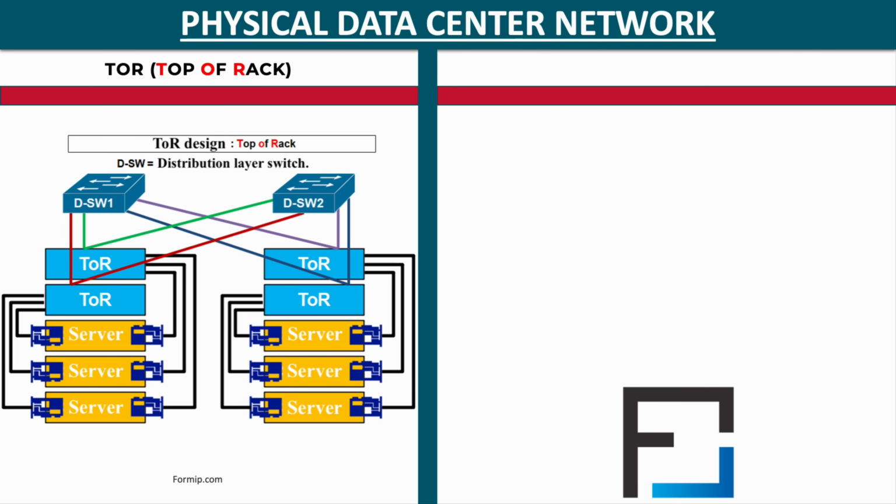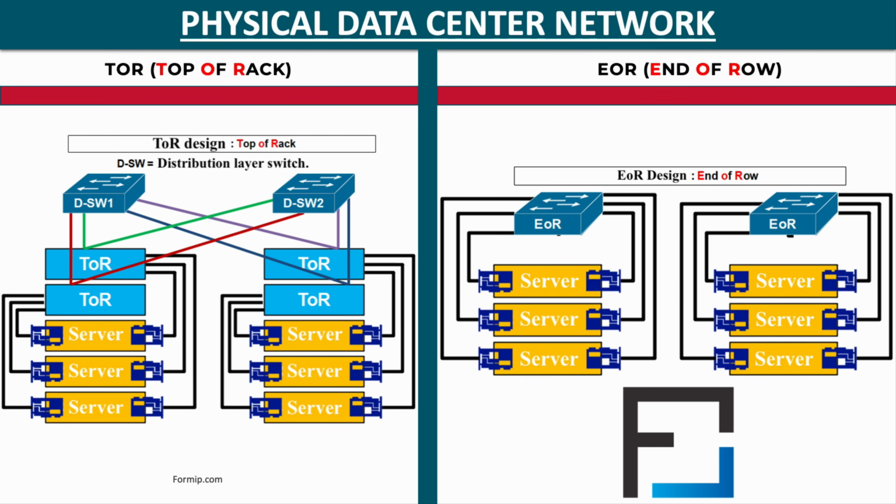EOR, end of row. In an end of row design, which means at the end of the row, there are no more switches in the racks, and all the servers are directly connected to the end of row EOR switches that are located in a separate rack. The advantage of this setup is that you don't need as many switches, and therefore, there are fewer unused ports. And one of the downsides is that you need a lot of cabling between your server racks and the racks where the EOR switches are located.